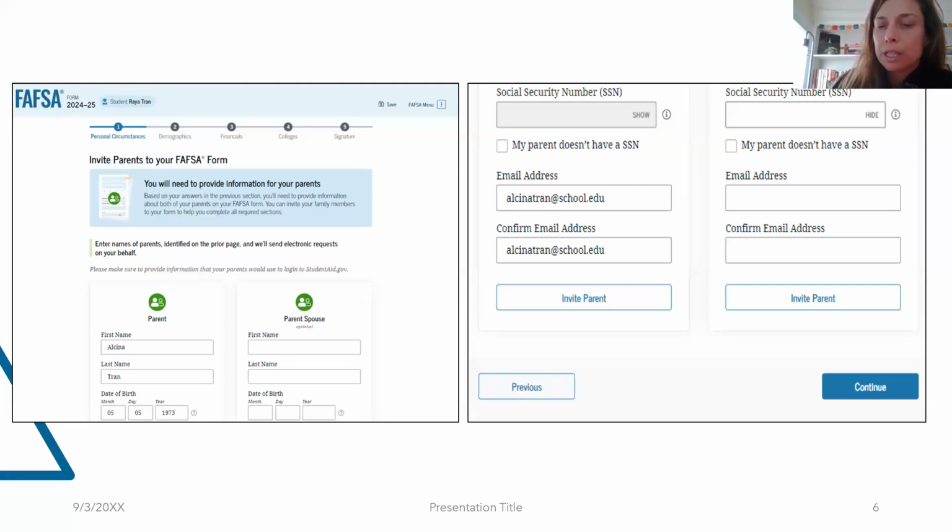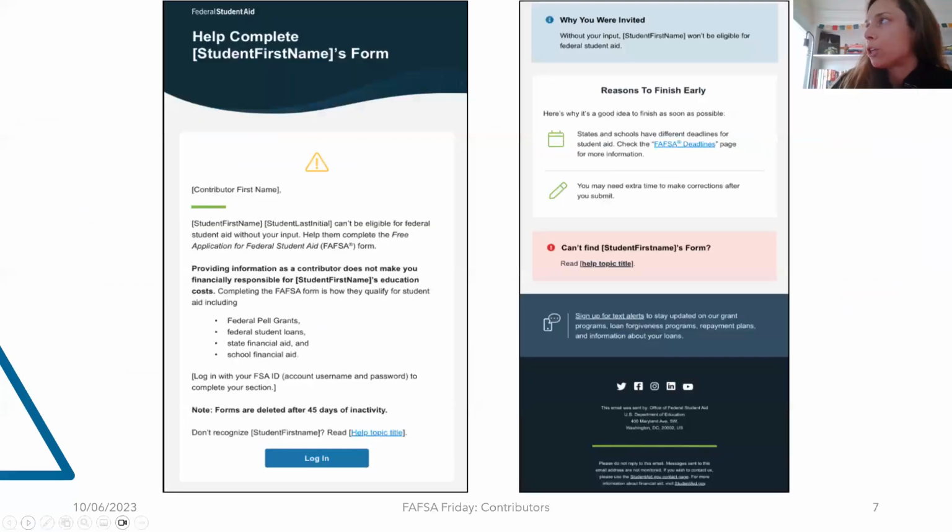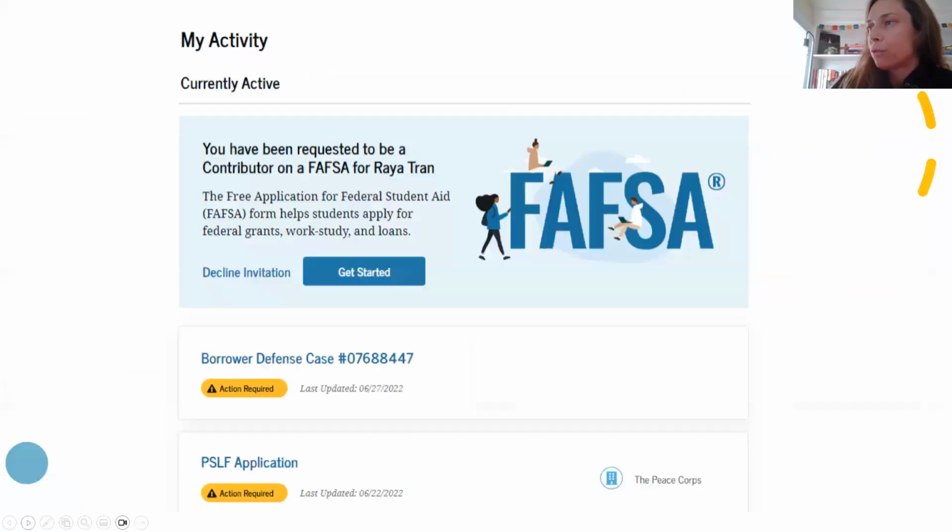Both contributors will need to log in independently to complete the questions that are specific to them as an individual and their tax circumstances. So I'm going to just pause and see if there are any questions about contributors that we can answer for you.